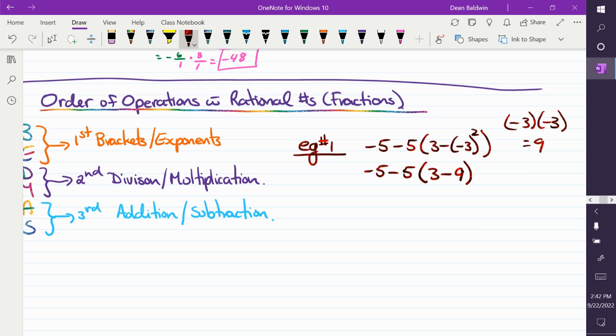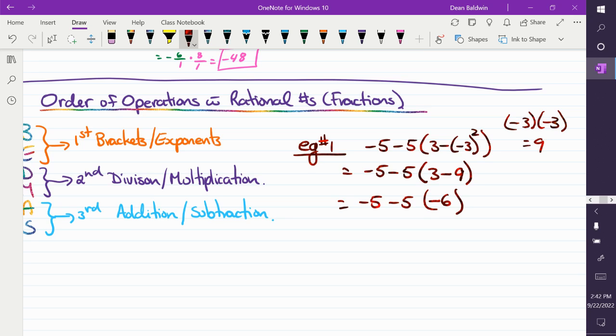Now what do I do? So you do the brackets first. What's 3 minus 9? -6. Equals. Okay. Now we have what? What do we do next?